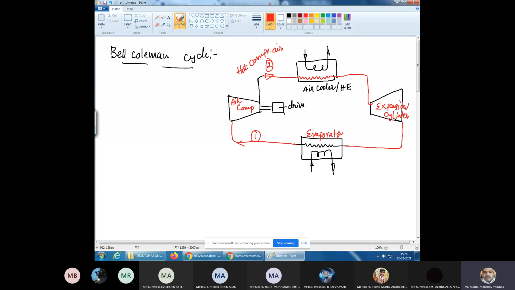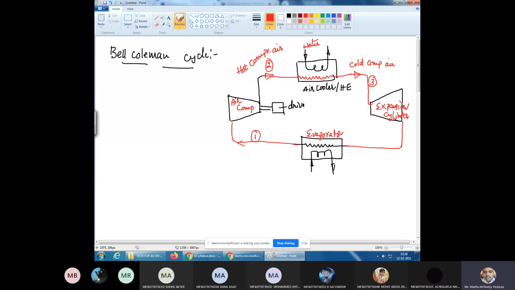This will be hot due to compression. And after the condenser, let us say here we are using water as the medium to cool the air. Therefore, I am getting cold compressed air. This process takes place at constant pressure, so there is no change in the pressure. Cold compressed air is coming from the air cooler or heat exchanger, also called a condenser.